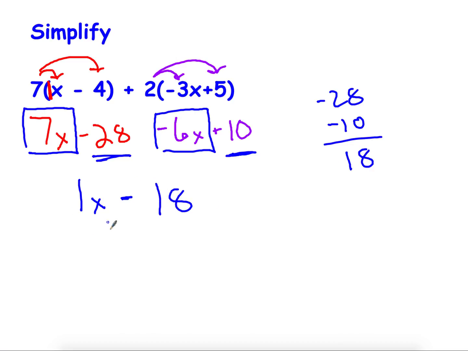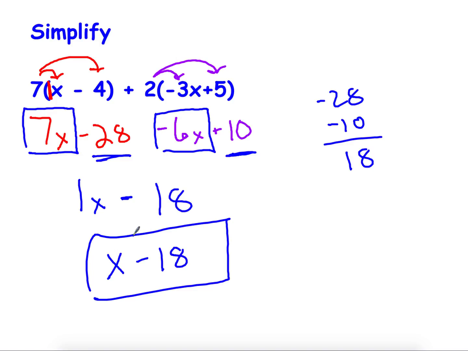So I have 1x minus 18, which we could also write as just x minus 18. These are both the same thing. When you have a 1 in front, you don't need to write it in front of your variable, because 1x is the same thing as just x. And I'm done.